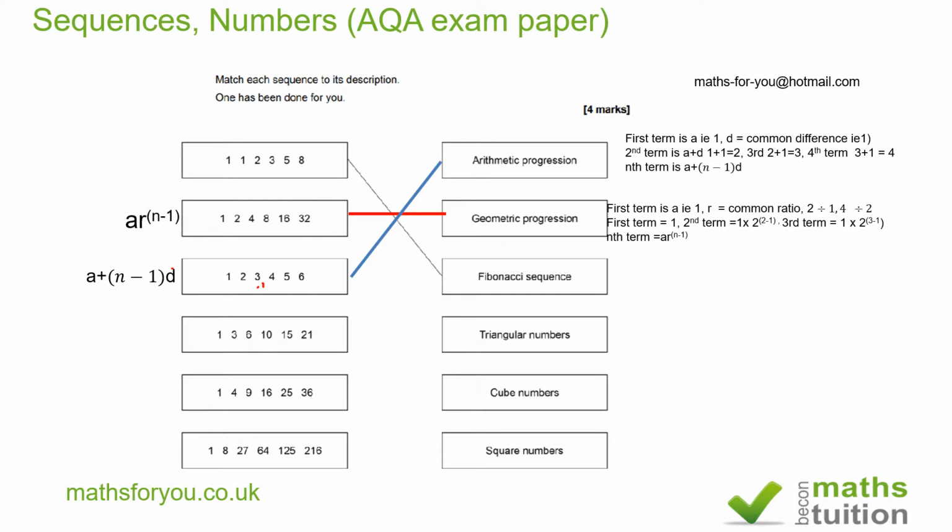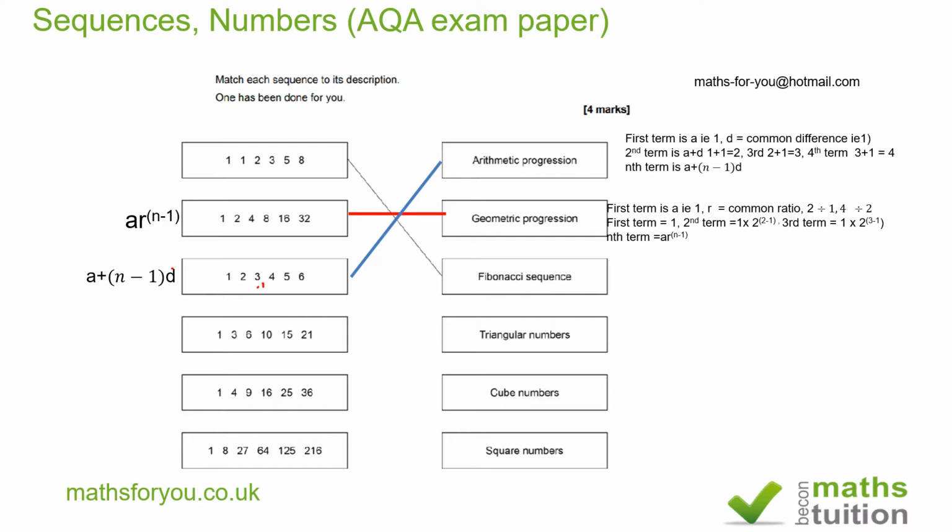Now the formula for geometric progression is a r to the power n minus 1, where a is the first term. In this case, the first term is 1. r is the common ratio. The ratio there is 4 divided by 2, which is 2, or 8 divided by 4, which is again 2. So the ratio is 2.